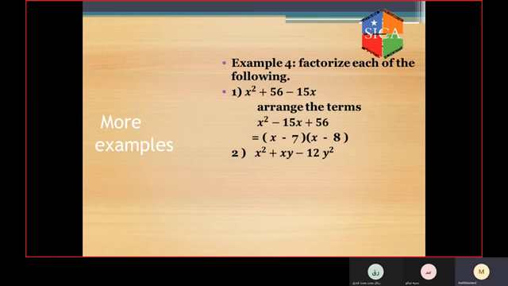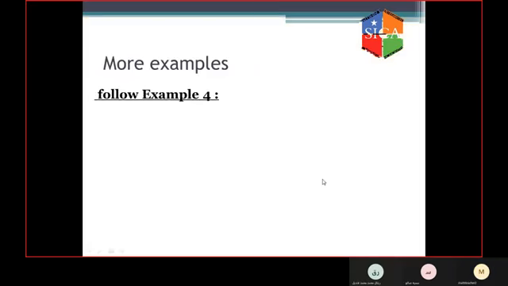Then we factorize 12y squared as 4y and 3y, and the greater one takes positive, which is 4y. 4y takes positive, and 3y takes negative. Then the factorization is x plus 4y, x minus 3y. Okay, understand? Yes.